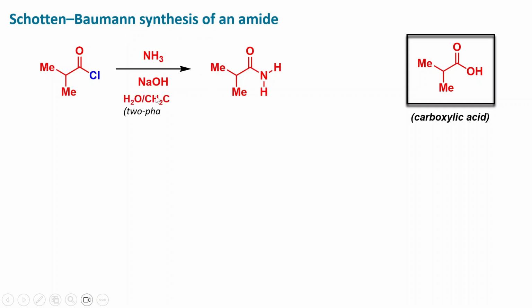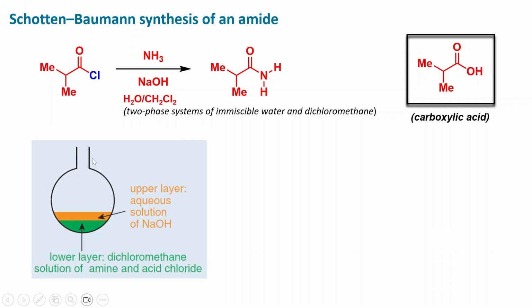So what he did, he used a two-phase system containing water and DCM. So you know that water and DCM are immiscible, right? Because they will not mix with each other. And the dichloromethane, which has a higher density, will come down, and the water, which has a lower density, will stay on the upside. So if you see the beaker, this is the Schotten-Baumann synthesis setup for the amide.